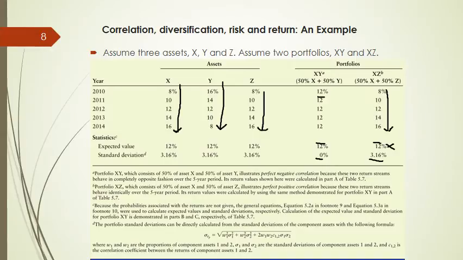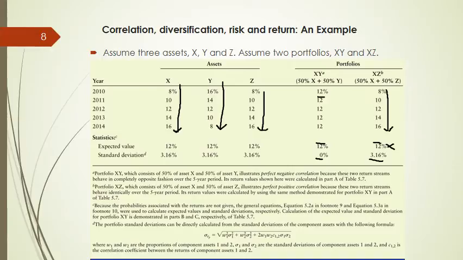Now, because assets X and Y are moving in opposite directions, we have negative correlation, and that negative correlation is what is responsible for lowering and eliminating the deviation of the returns observed in each year relative to our expected return. Whereas for assets X and Z, we have perfect positive correlation. So asset X moves together with asset Z. As the returns on asset X increase, so do the returns on asset Z.